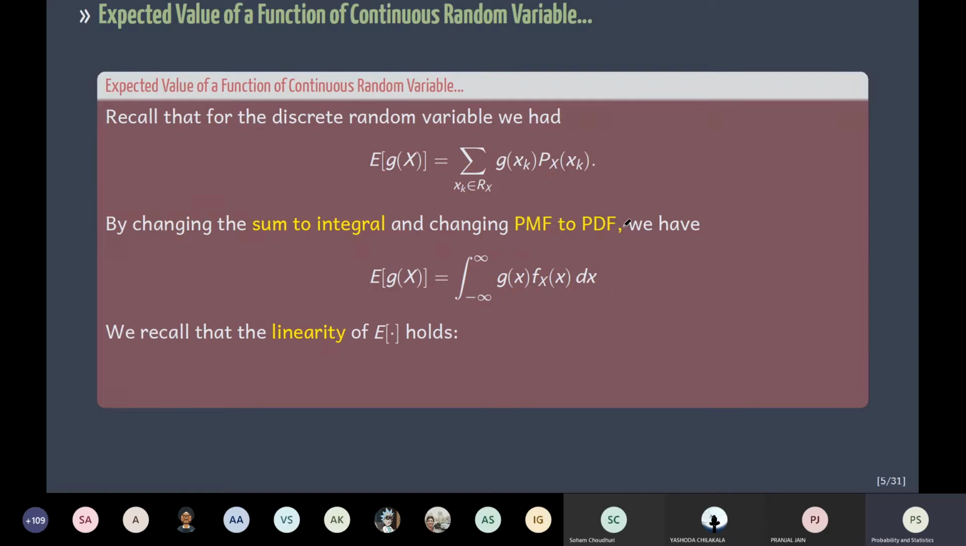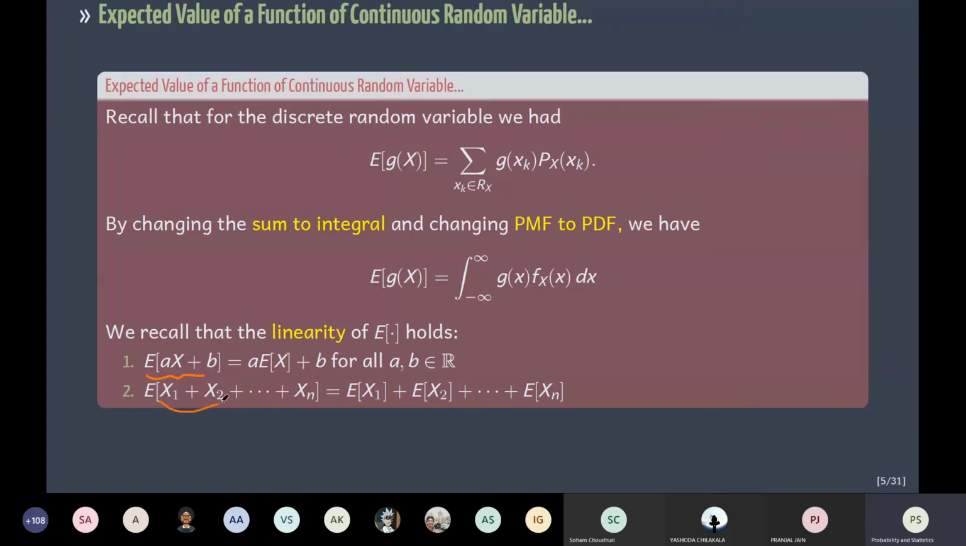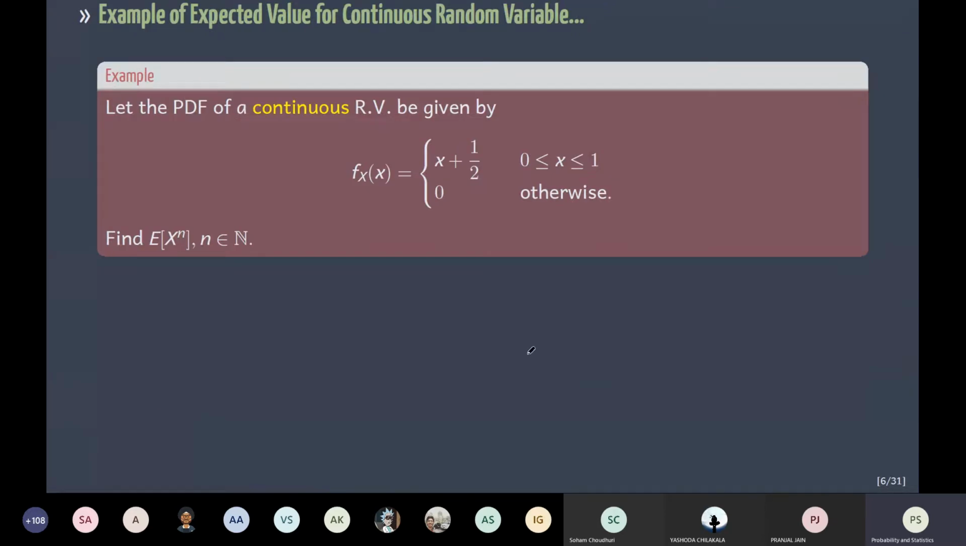Also, due to the linearity of the expectation, we have the expectation of ax plus b is a times the expectation of x plus b. This is due to linearity, because E is a linear function. And by induction we can also say that E of x1 plus x2 plus ... plus xn can be written as E of x1 plus E of x2 and so on.